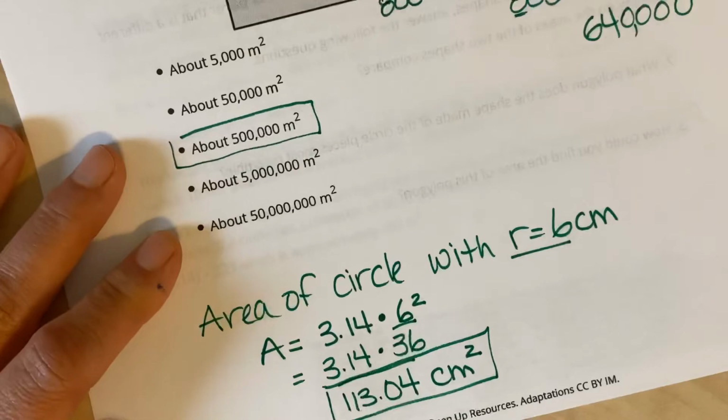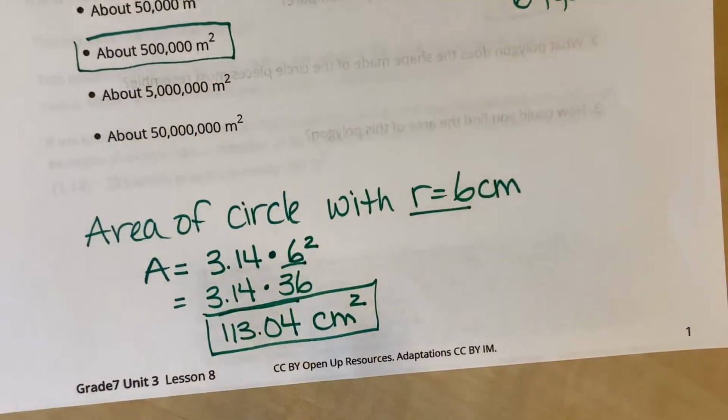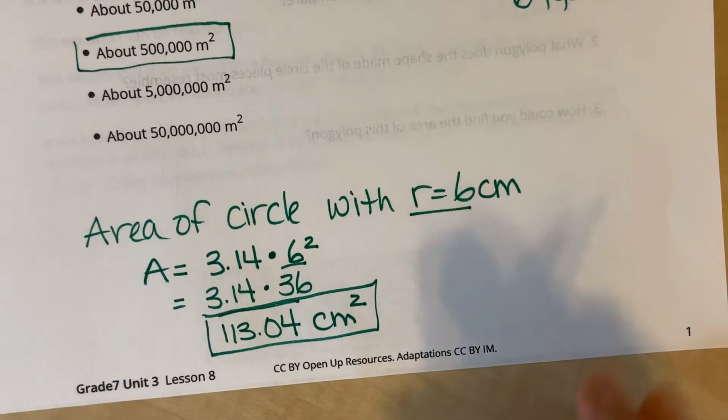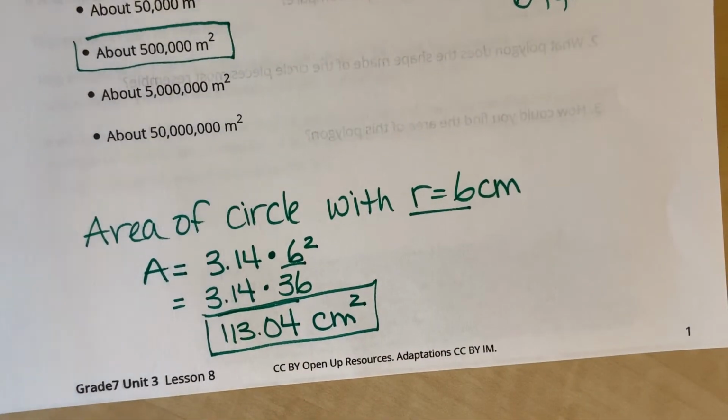Okay, so that's all there is to finding the area of a circle. You follow that formula. It's pi times your radius squared. Okay, pretty simple. That's all I got for you today.